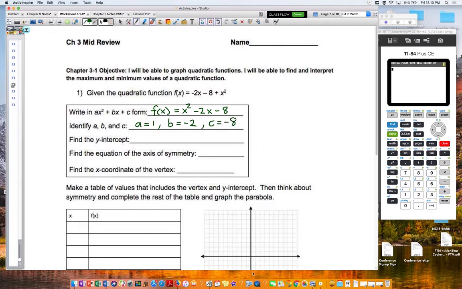Find the y-intercept. Remember, the y-intercept is in the form (0, c). So in our case, this tells me that my y-intercept is the point (0, negative 8).